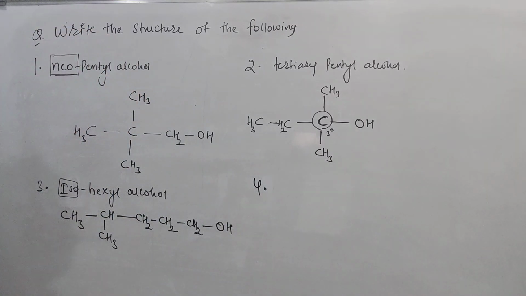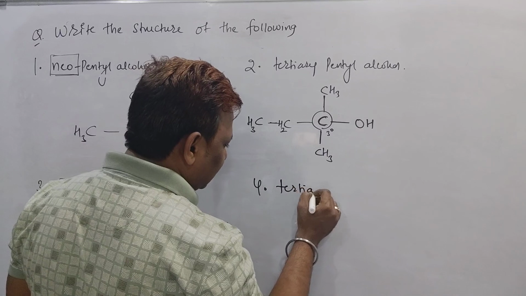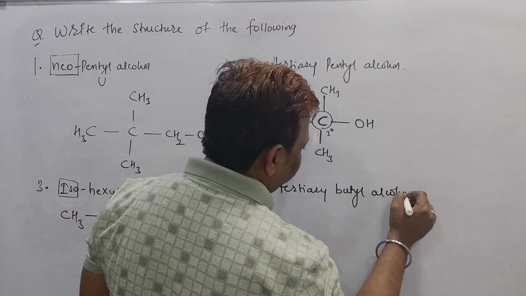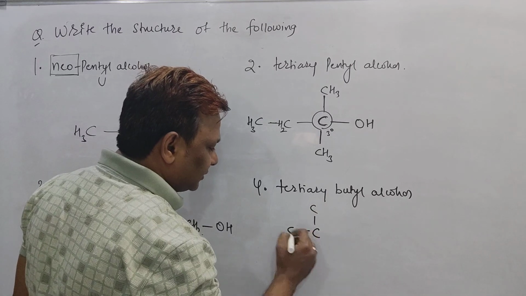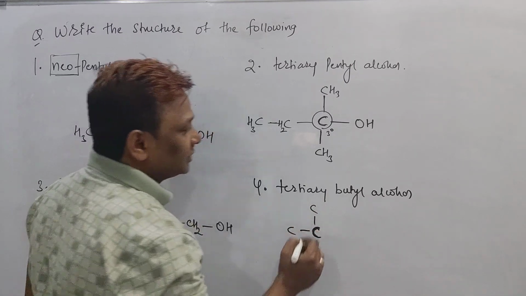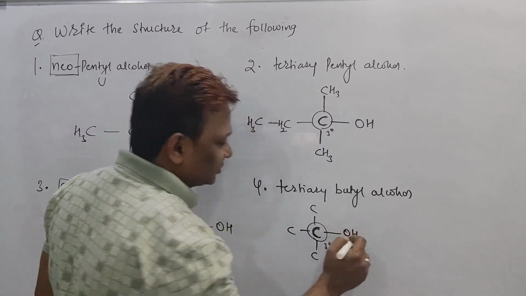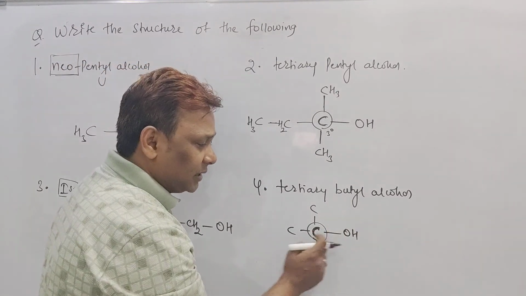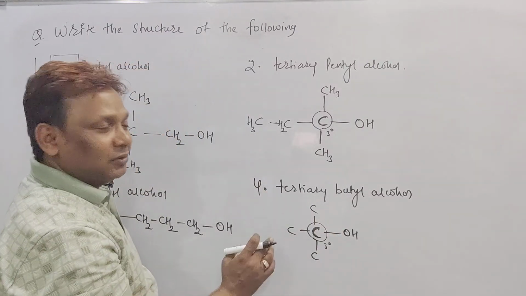Then example number 4 you see here. How to write the structure for the compound called tertiary butyl alcohol, beta. Very important this is. But when they ask tertiary, first you make the tertiary carbon atom. A carbon atom bonded with 3 other carbons is called a tertiary carbon. This tertiary carbon must be bonded with an OH group, called a tertiary alcohol. How many carbons, beta? 4. 1, 2, 3, 4. Over. This is tertiary butyl alcohol.